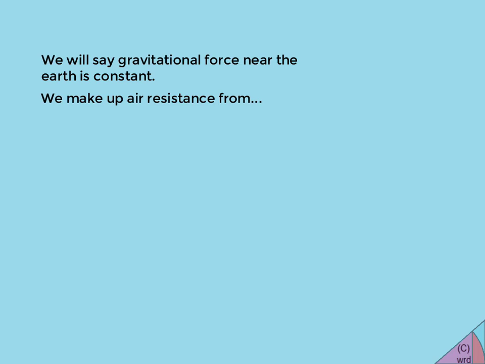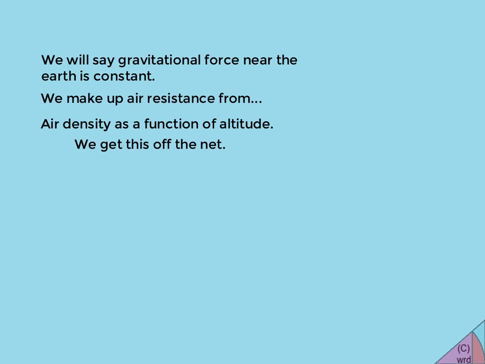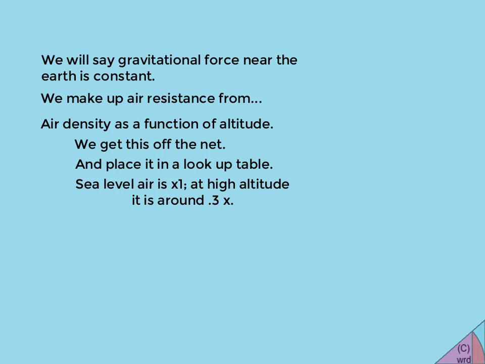Air resistance has to come in part from air density. Air density over our atmospheric range can be looked up on the net. We place this data in a lookup table. We will call the air density up at 30,000 feet 0.3 times what it is at sea level. The model ends when we pop the chute at 2,000 feet where the air density is around 9/10 of what it is at sea level.